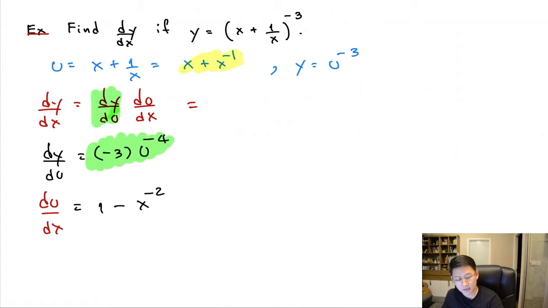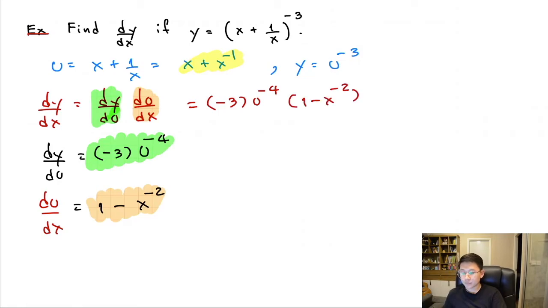And du by dx is this guy. So what we have is dy by du, which is minus 3u to the power of minus 4, times 1 plus x to the power of minus 2. Okay, and that is minus 3 divided by u to the power of 4 times 1 minus 1 divided by x squared.